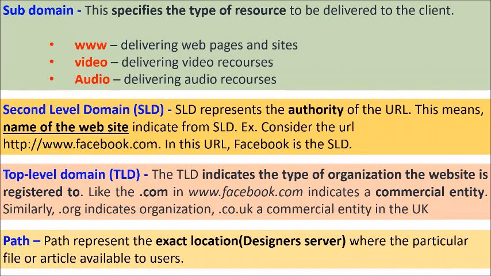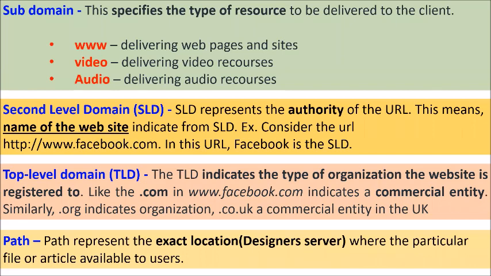If you find .com, that means commercial purpose. If you find .edu, that means education purpose. If you find .mil, that means military purpose. Right? In that way, there are many types of top level domains available in a country. Right? Then path represents the location where all the files and articles relevant to your website are available. Mostly these files and articles are available in the designer's computer, that is called the server computer. Right? Okay, I think you finished writing these things here.